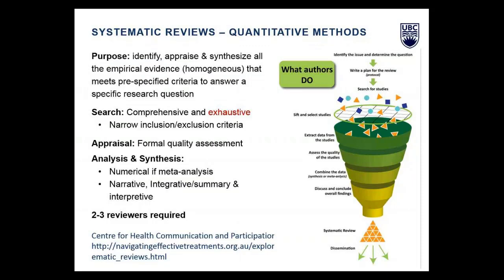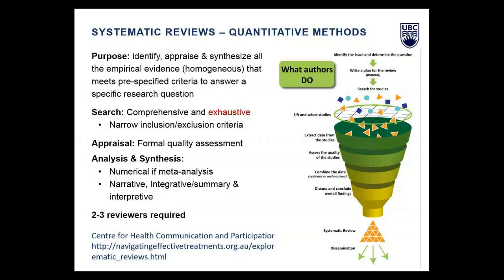This is not going to be new for many of you. This is just a description of what is a traditional quantitative systematic review, right? So traditionally, the purpose is to identify, appraise, synthesize all the empirical evidence specific to a very focused question. And as we know, it usually deals with efficacy or effectiveness of interventions, right? So they're usually systematic reviews of RCTs.